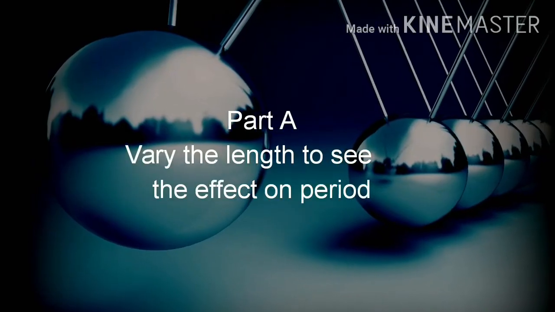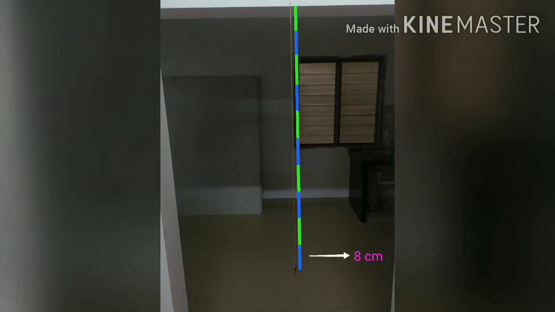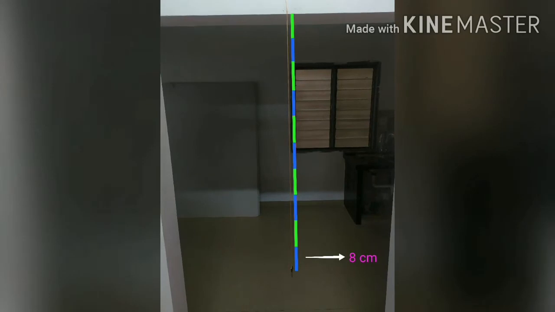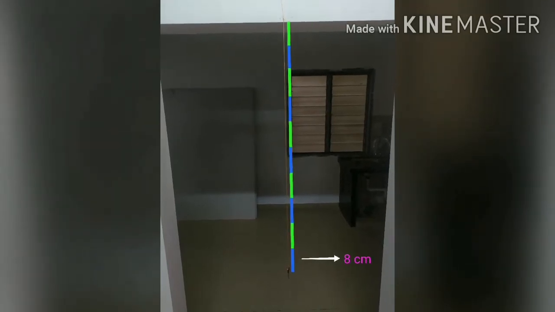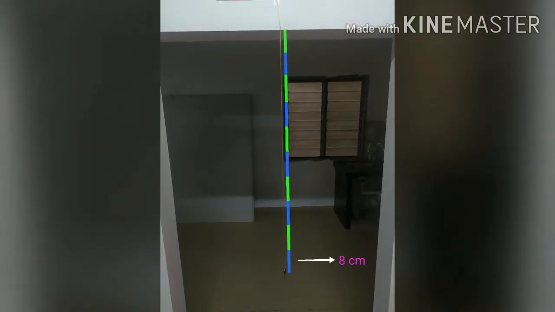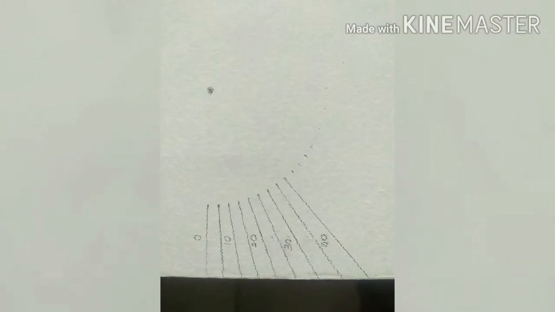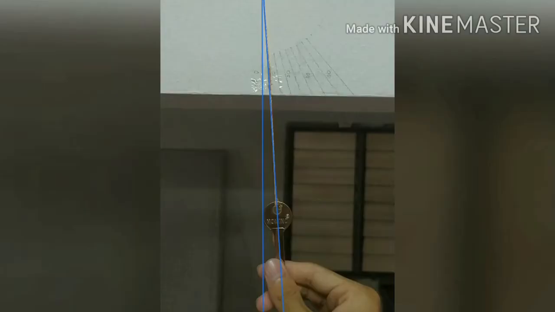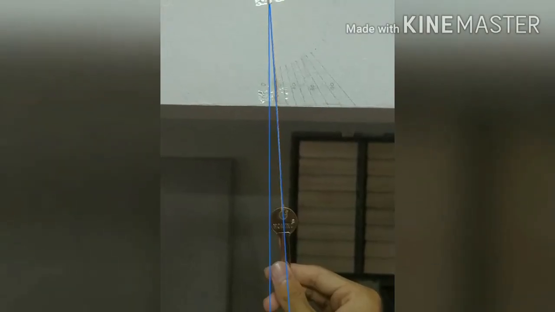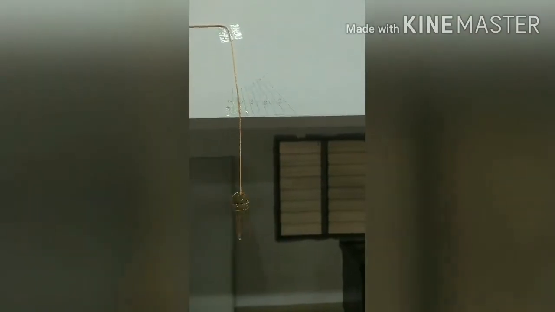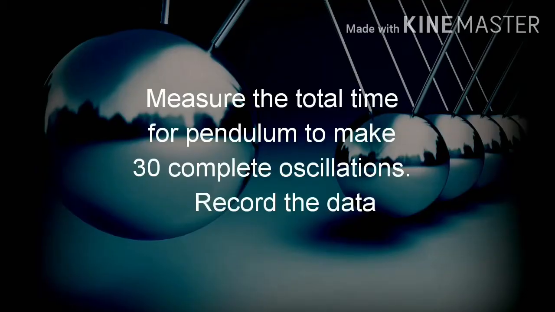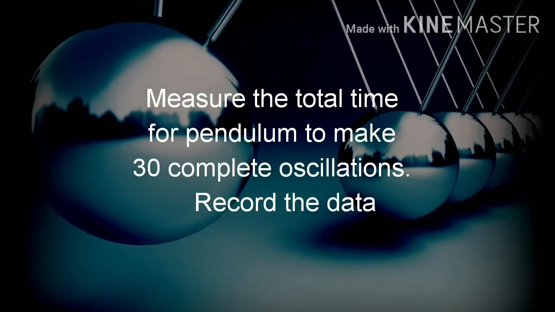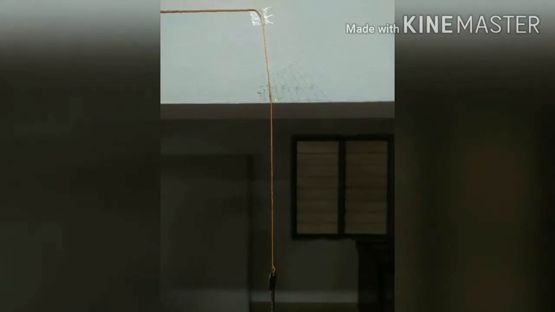Let's jump to the procedure. Part A, length versus period. Set up the whole pendulum like this. The string is divided by 10. Each segment is 10 cm in length except for the first segment. Draw the angle sign from 5 to 25. Length 1, 0.1 meter. Displace the pendulum by 5 degrees. Let it oscillate. Measure the time for the pendulum to make 30 complete oscillations.